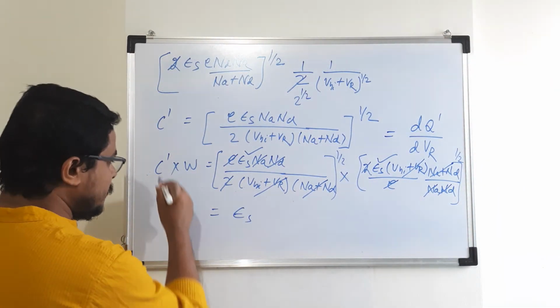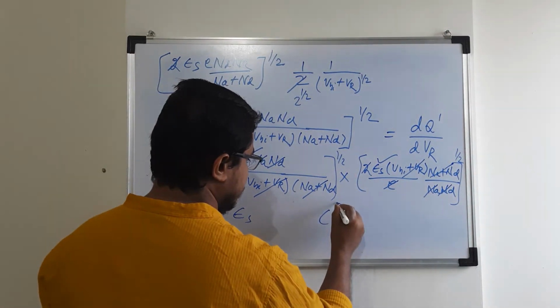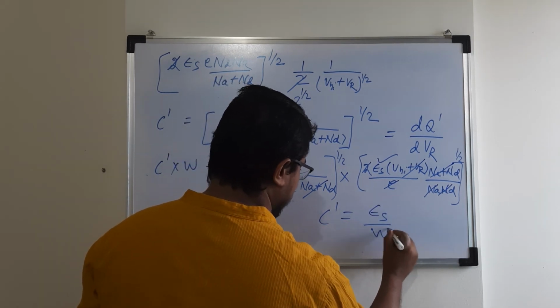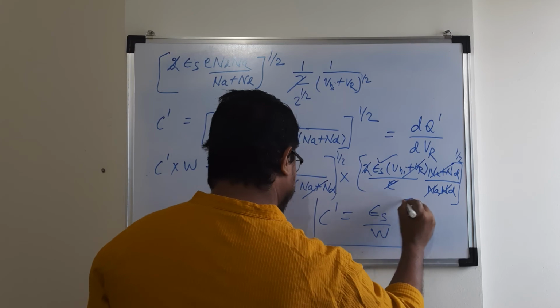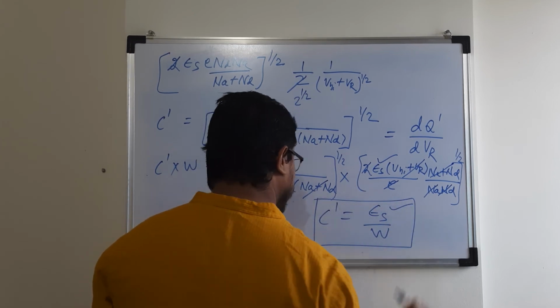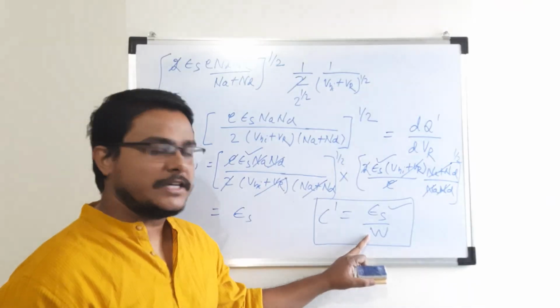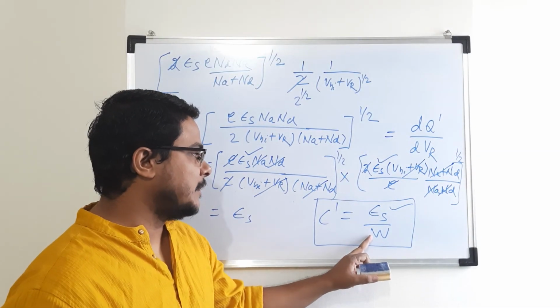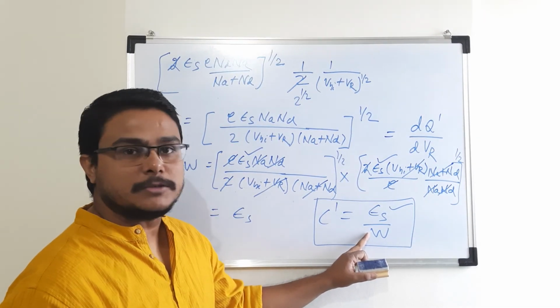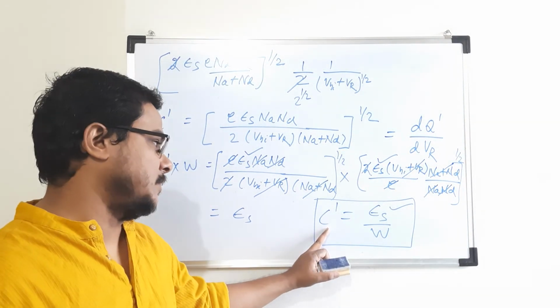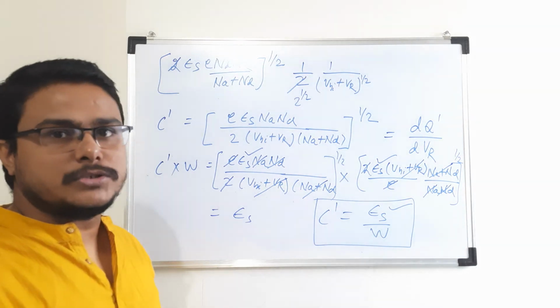Okay, so if you want to write the relationship between these, C dash is actually epsilon s divided by W. So if you know the electric permittivity of the semiconductor, the p-n junction material, and then the W, that is the space charge width in the reverse bias condition, right? Then you will be able to find out the junction capacitance. So this is all about junction capacitance.